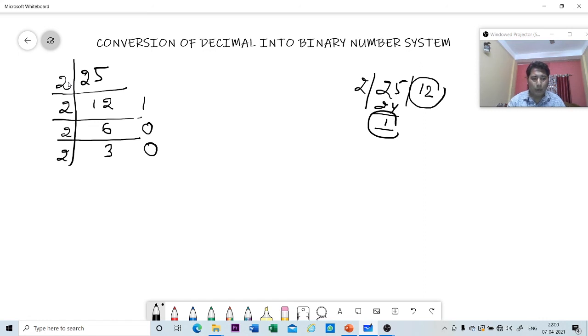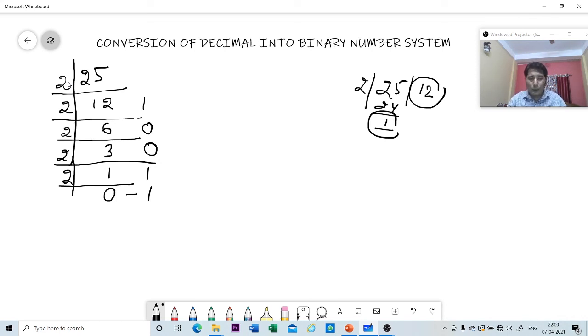Again I will divide this quotient by 2. So it will be 2 1 is 2, the remainder will be 1. And again I will divide this quotient by 2. So it will be 2 0 is 0, and the remainder will be 1. So finally my quotient is 0 here.